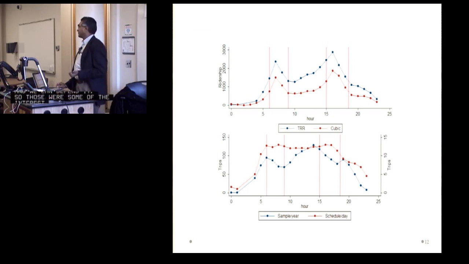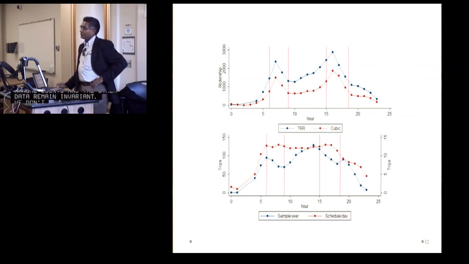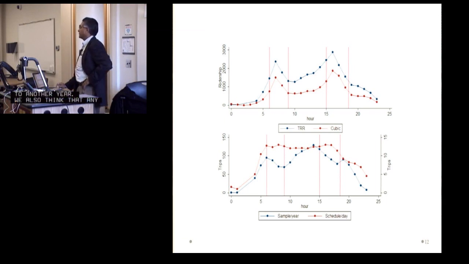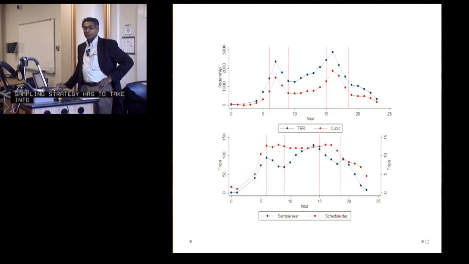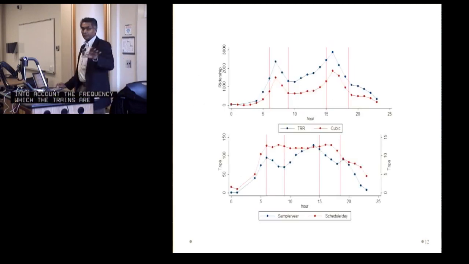First, that you can estimate ridership without really doing any manual counts in our minds, occasionally checking that the ratios between overall manual counts and the cubic data remain invariant. We don't see any strong reason why they should change very dramatically from one year to another. We also think that any sampling strategy has to take into account the frequency with which trains are running back and forth within each hour. Or, if you don't do simple averaging, then you do some sort of weighted averaging. You need to take into account the frequency of the trains.